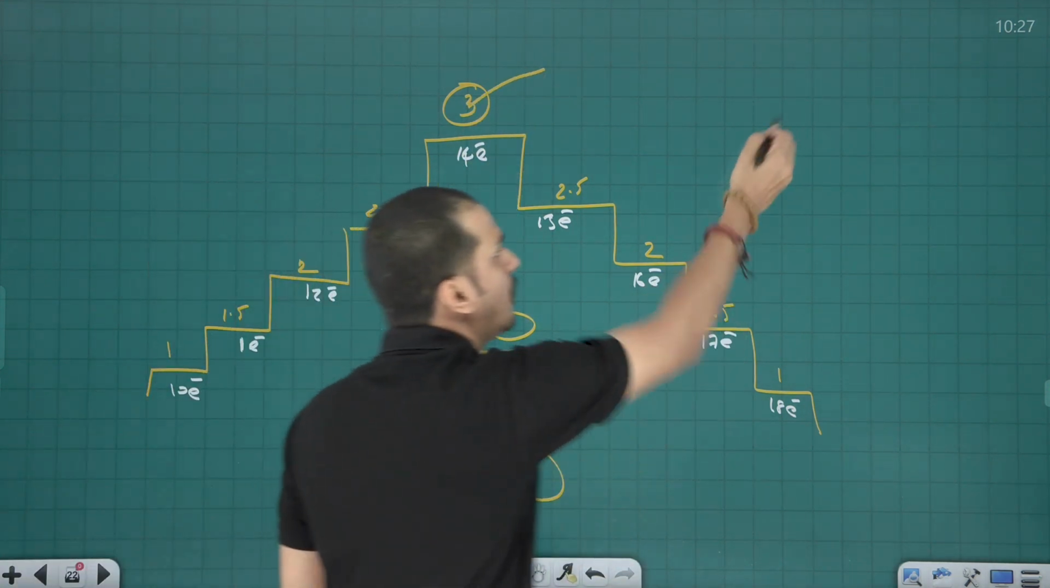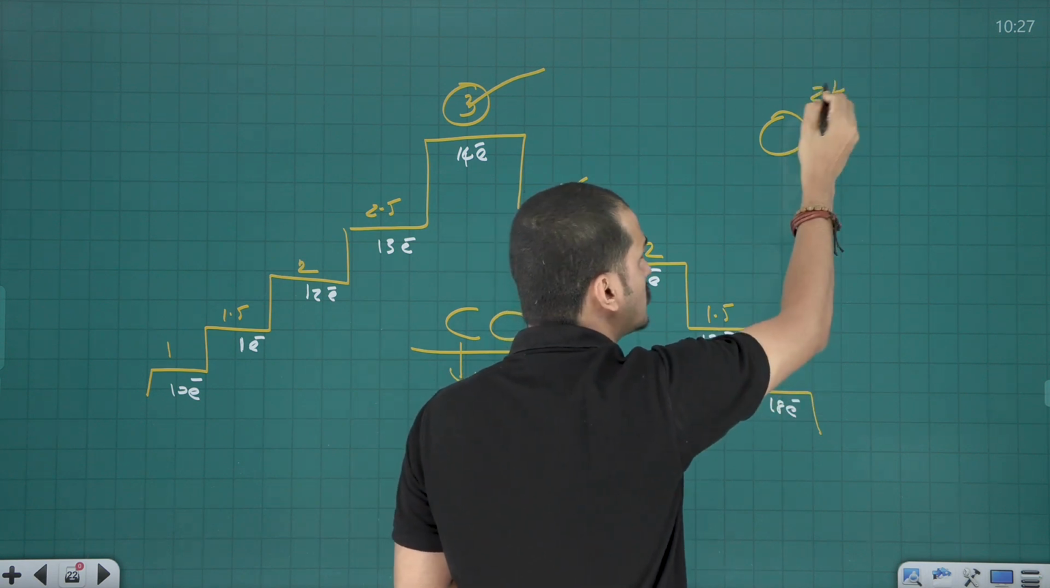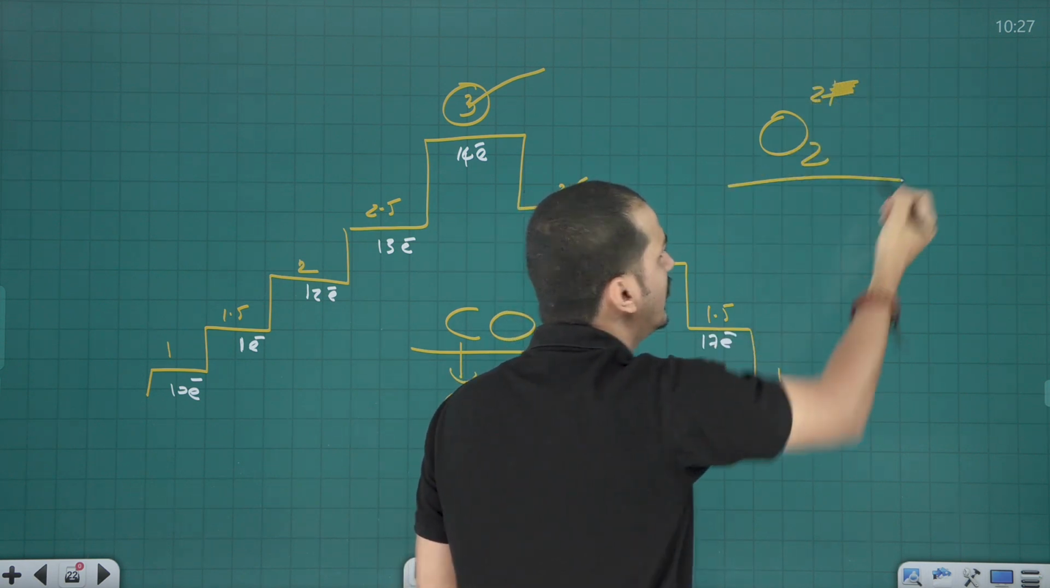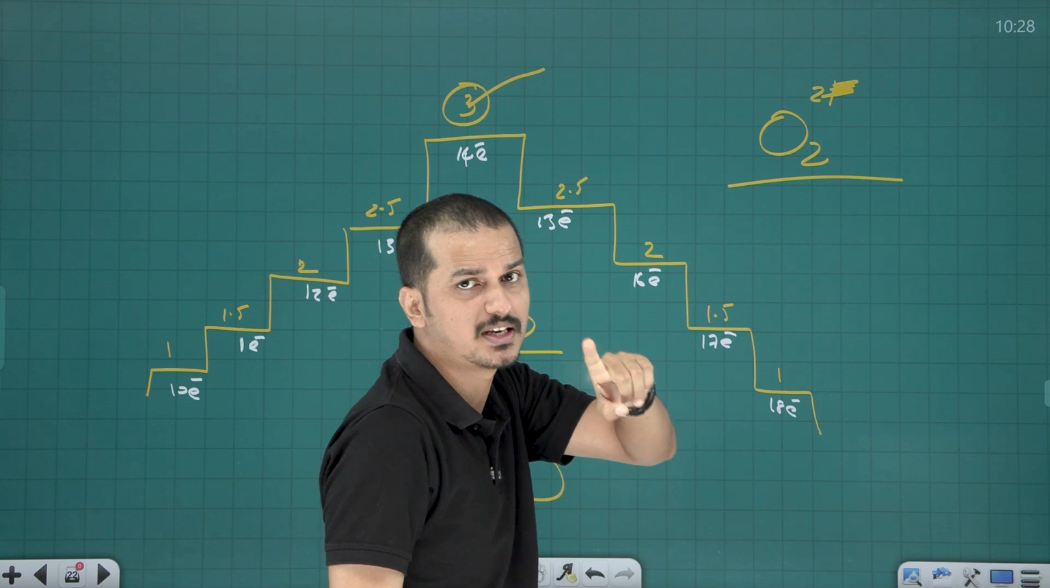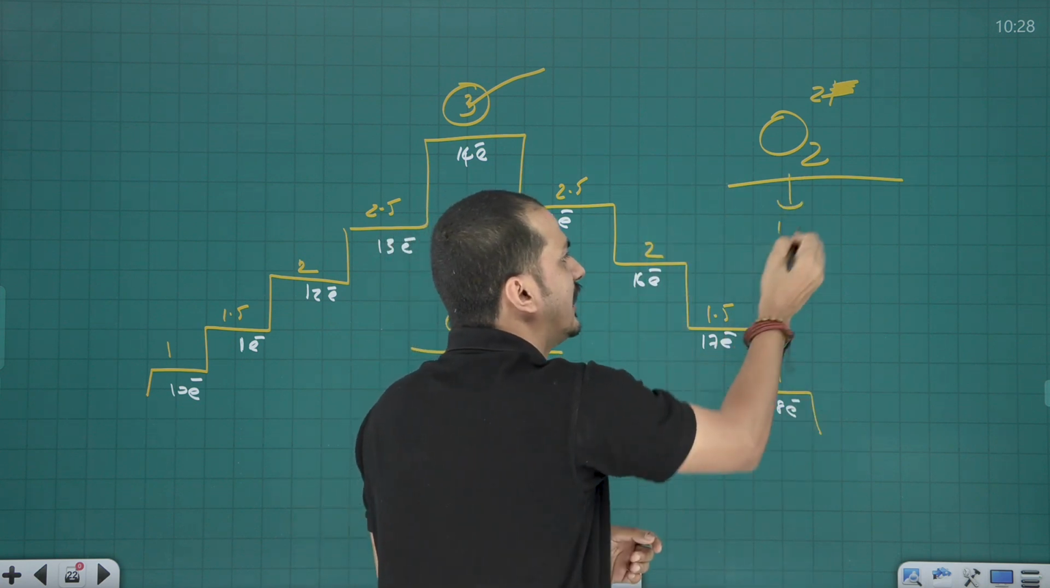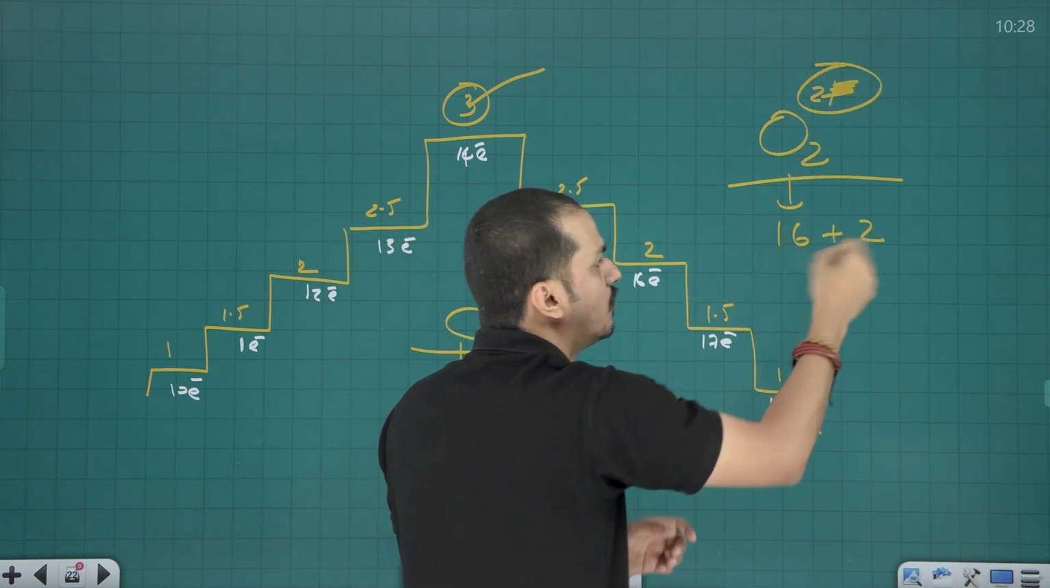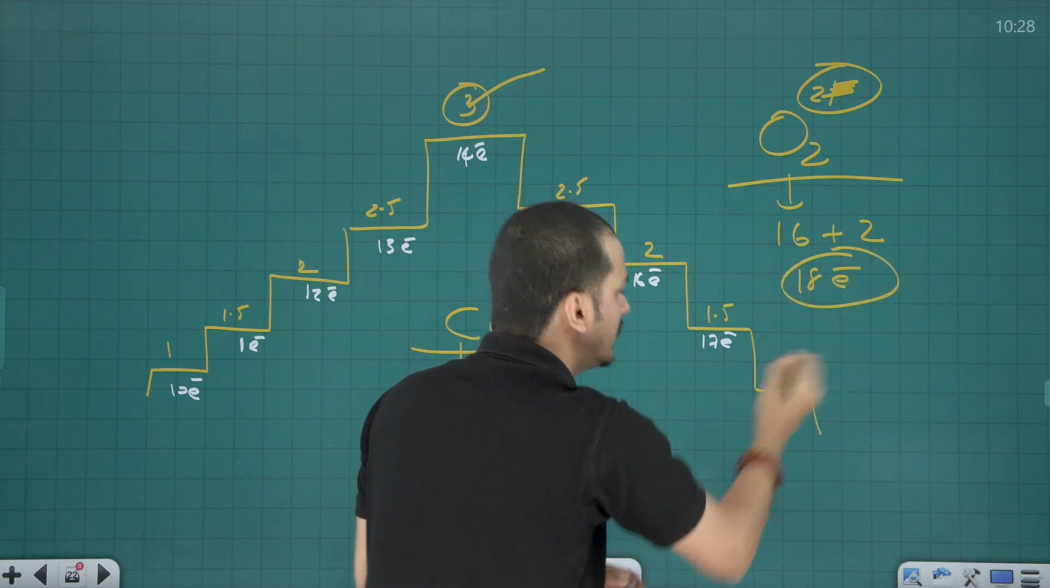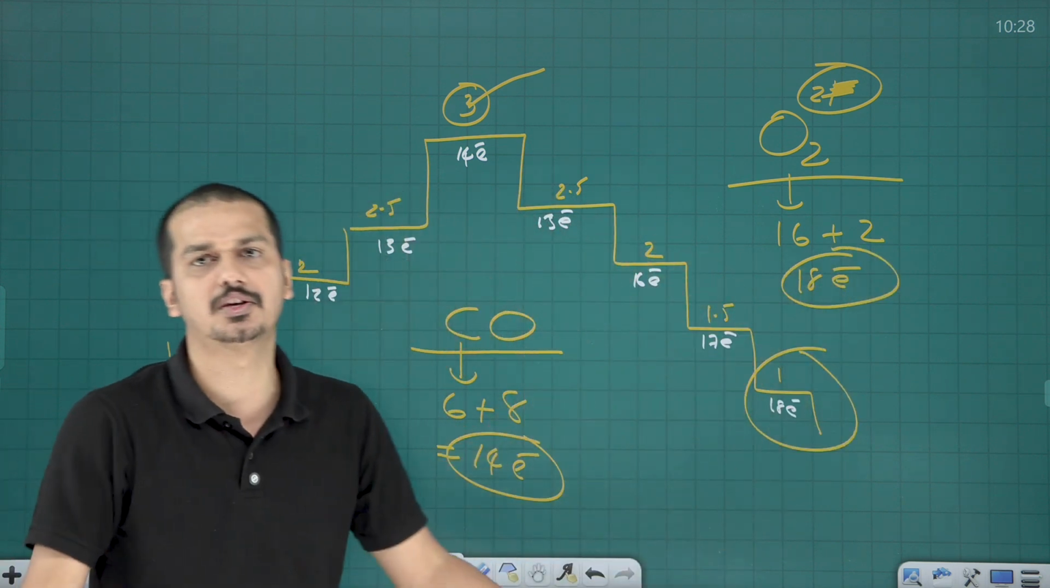Simple. If they are asking about O2 2 plus, O2 2 minus. See, O2 means oxygen atomic number is 8, 2 eights are 16. And 2 minus means 2 more electrons, 18 electrons. 18 electrons means bond order is 1. Like that you can tell.